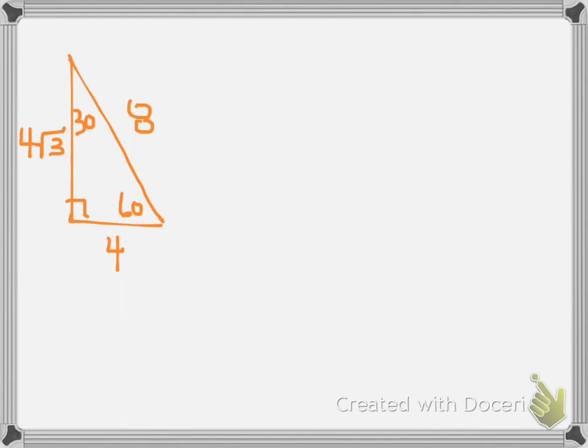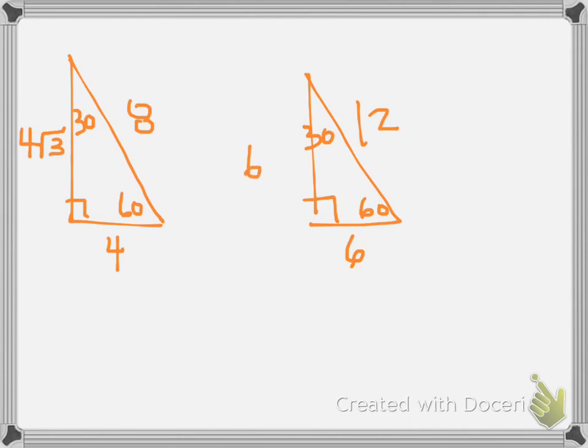Let's do it again. They could give you the long side and say, this is 12. So you can go backward and get the shortest side, which is always half of that. So this would be 6. And then you can get the middle side. 6 times square root of 3. And you can just leave it just like that. So this is a really easy way to get the side lengths.